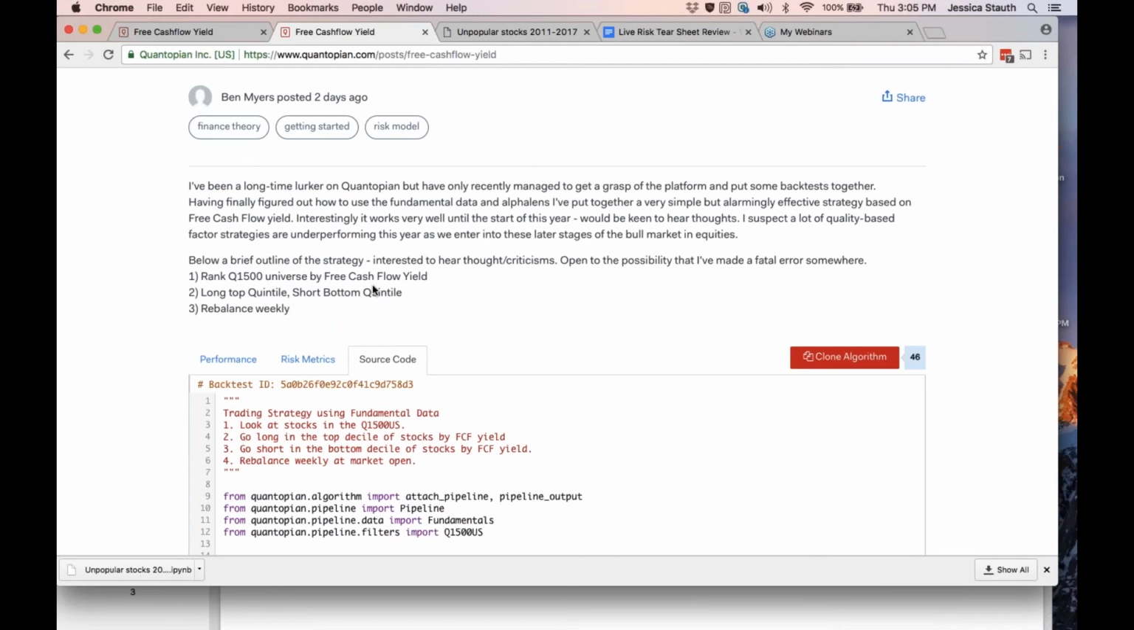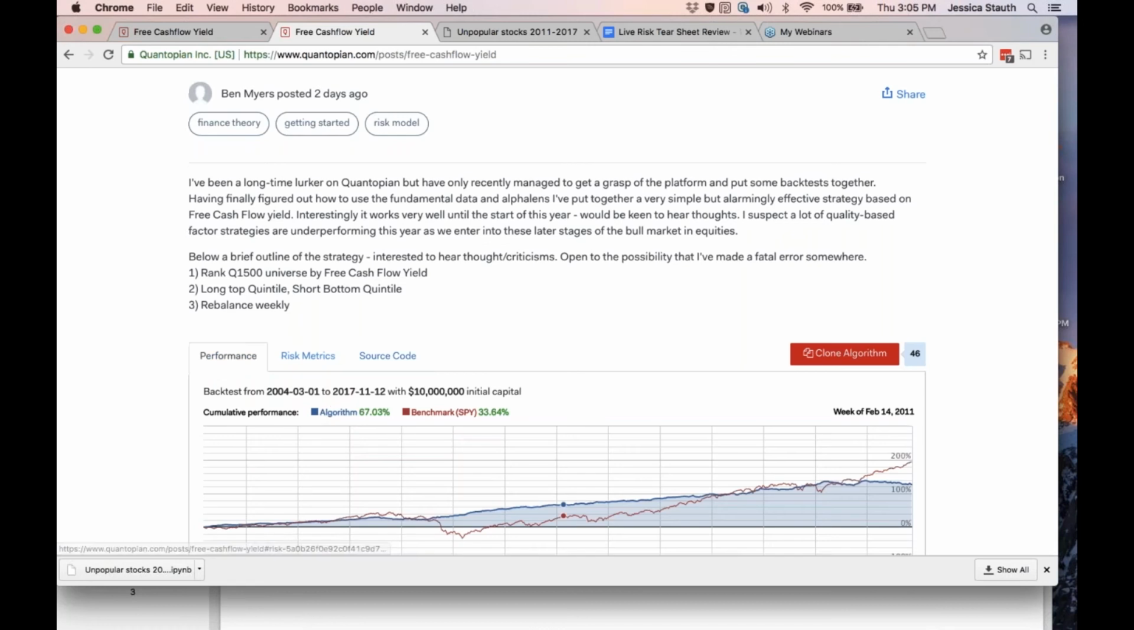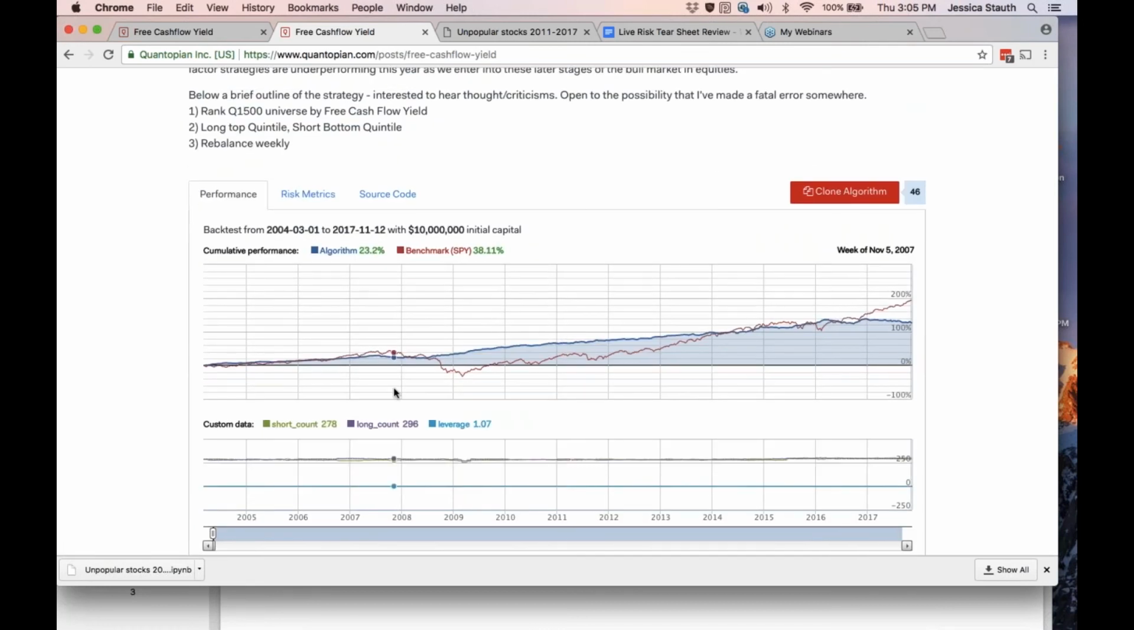So what Ben's done is to go back to his nice summary, take the top liquid 1,500 tradable universe that Quantopian provides, use this free cash flow yield piece of data to rank those stocks from, I guess, most to least, and then go long the top quintile and short the bottom quintile.